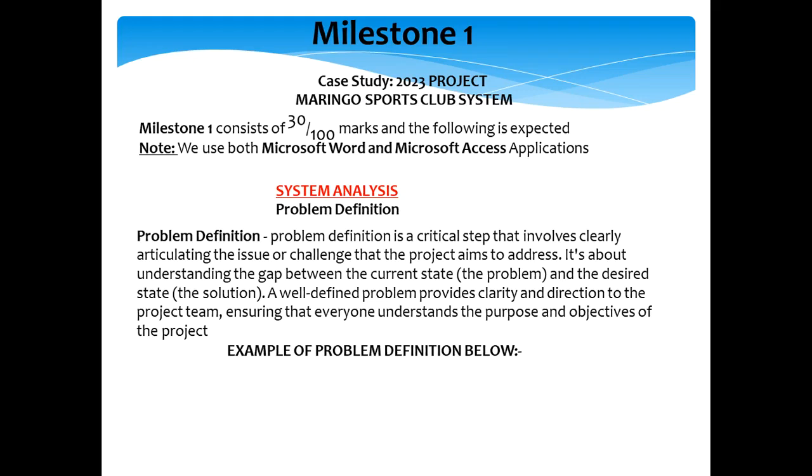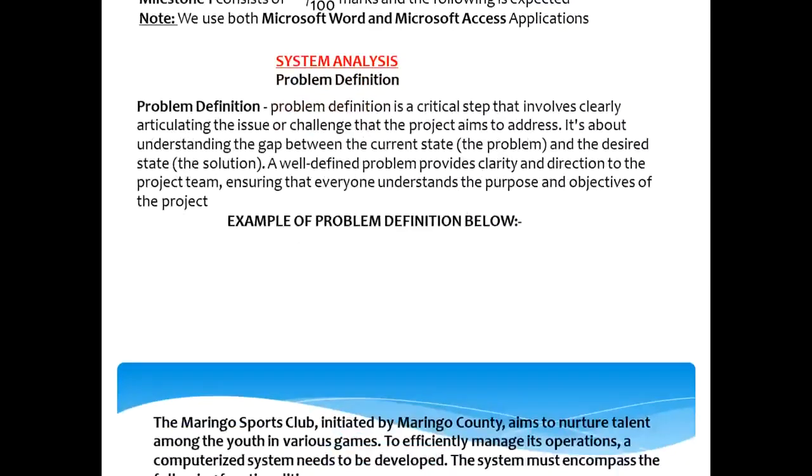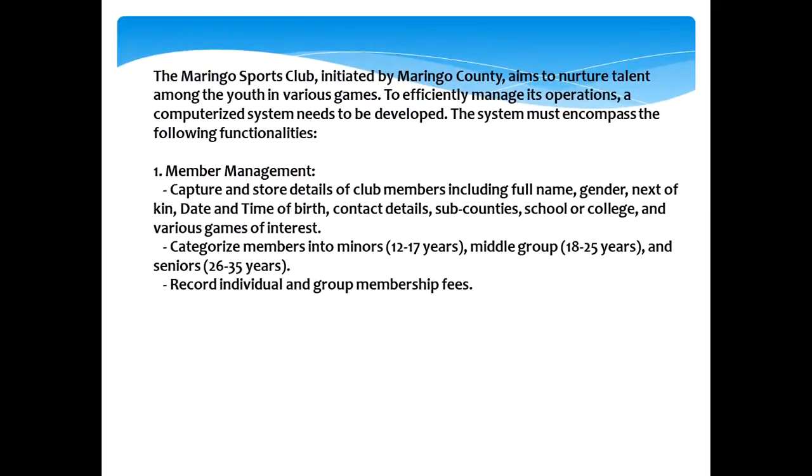So basically, in problem definition, you're trying to bridge the gap between the current existing problem and the solution that you want to give by creating a computerized system. For example, here is an example of a problem definition, having read last year's project, that is Maringo Sports. The Maringo Sports Club, initiated by Maringo County, aims to nurture talent among the youth in various games. To efficiently manage its operations, a computerized system needs to be developed. The system must encompass the following functionalities.